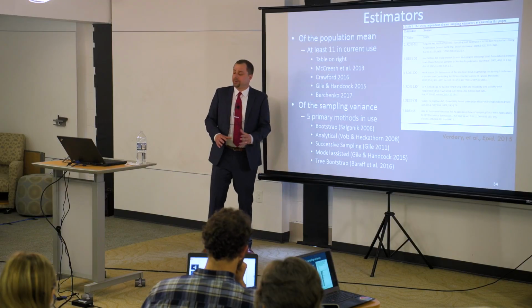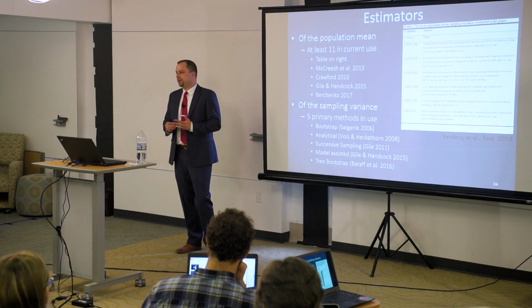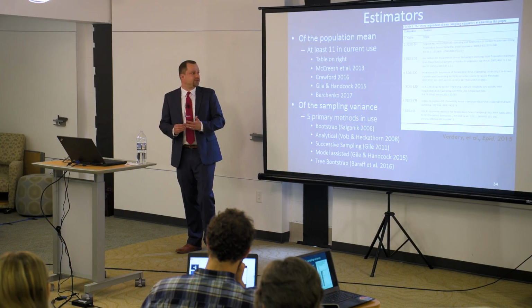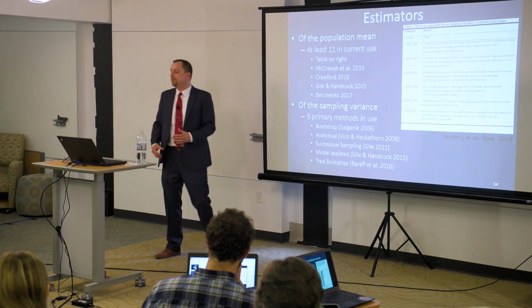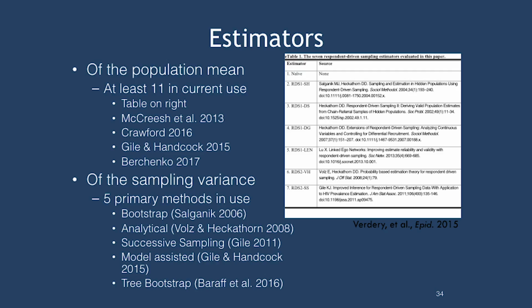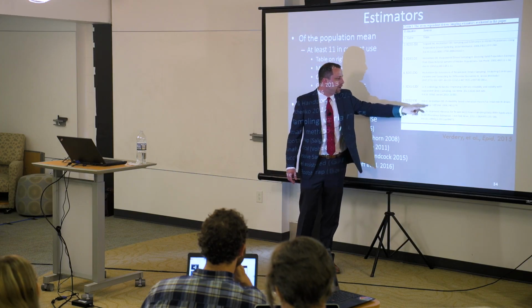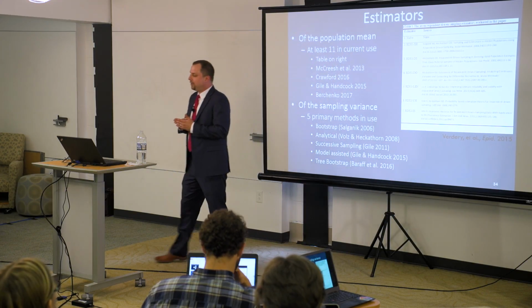There are lots of different RDS estimators. I think it's too much to really go through all of them, but this should be a slide that has a number of them at least, and I can point you to some other ones if you want to ask me after. I'm happy to talk about them as well. There are at least 11 that are currently in use that I'm aware of. The most popular one is the Volz-Heckathorn one, which is just a popularity-based weight.